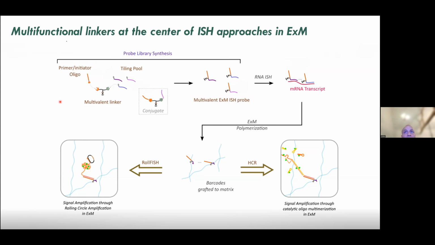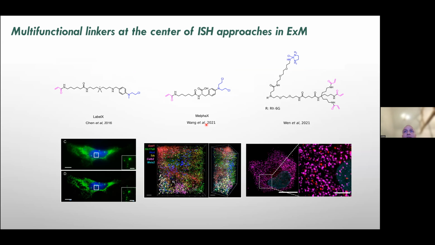And we then move these things into in situ hybridization systems, with the most easy approach being simple RNA in situ hybridization, RNA FISH. And then we extend it into whole FISH and HCR for amplification means. So this is a slide comparing our approach to what other people have been doing out there in literature. This is the original system from the Boyden group, which is LabelX.